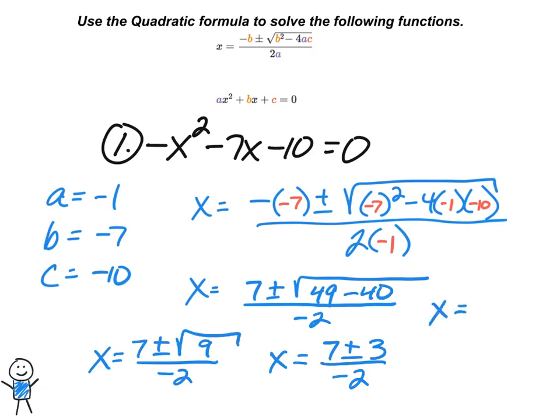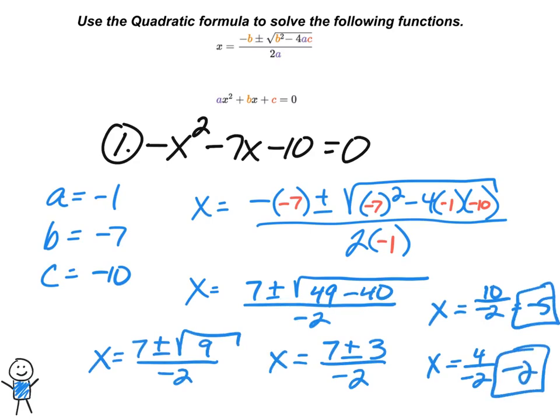One of them is 7 plus 3, which is 10, divided by negative 2. The other one is 7 minus 3, which is 4, divided by negative 2. And our final two solutions are negative 5 and negative 2. These are the solutions, the roots, the zeros, the x-intercepts of this quadratic function using algebra.